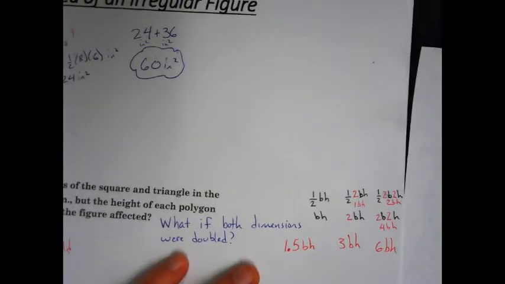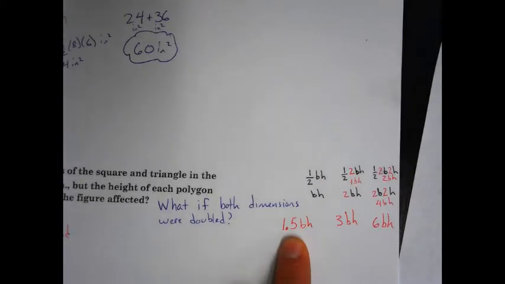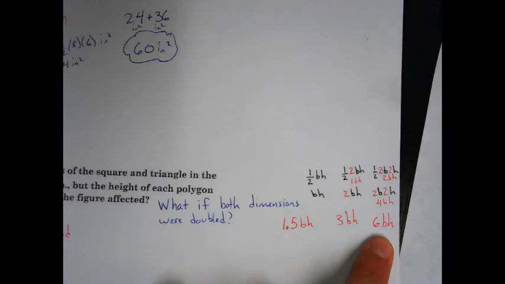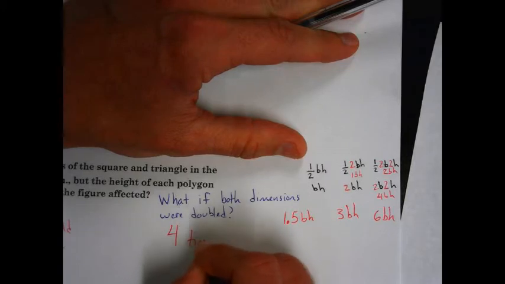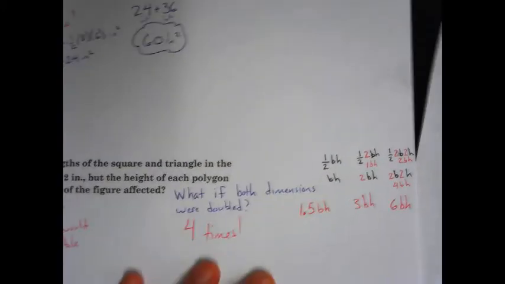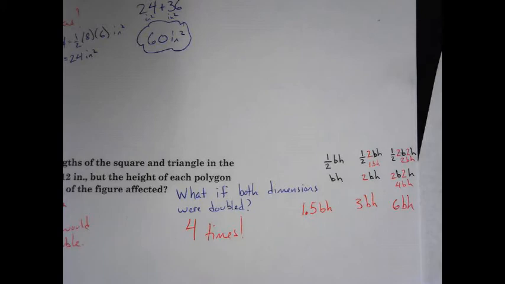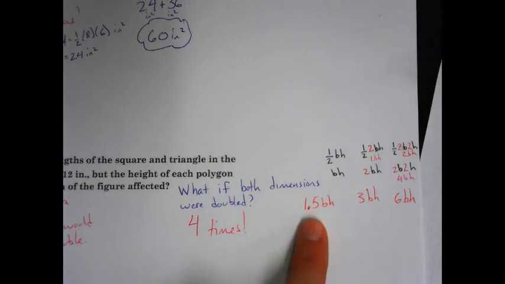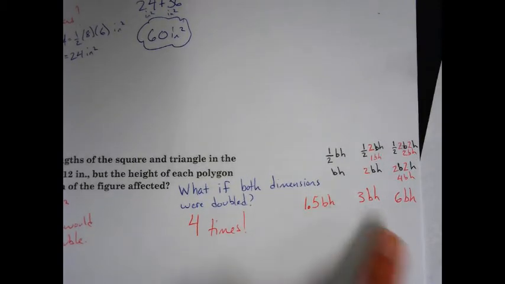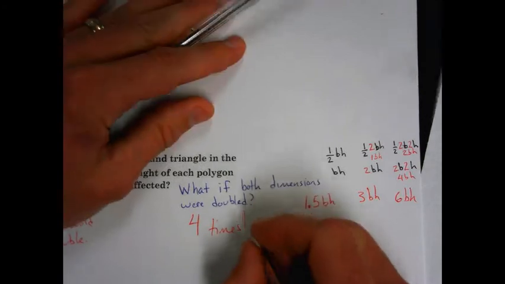What's interesting, the original was 1.5. The new area is 6. How does that compare? That's 4 times. That's not double, that's 4 times as big. So the area would expand 4 times as big, right? So, isn't that interesting? It's double squared. Because 1.5, 4 times is 6. So 4 times as big.